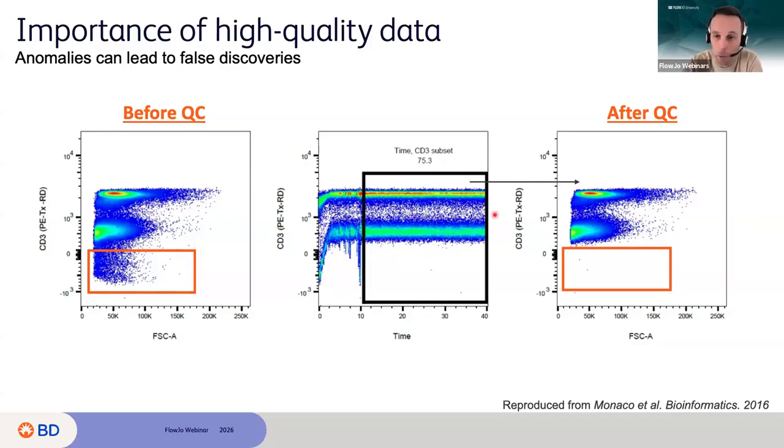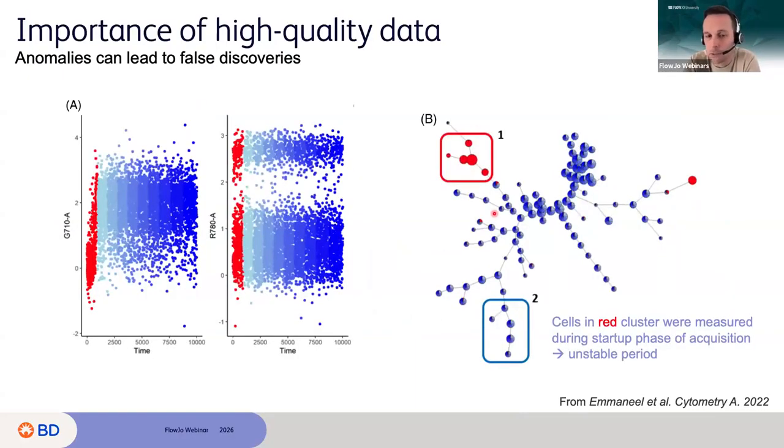So when you run manual gating and you know the biology, you can tell which population is correct or not, and maybe you can figure out if there's any anomaly and go back to the QC if you haven't done it before. But now that the field is going more and more to high parameter analysis using dimensionality reduction and clustering, you may miss this issue.